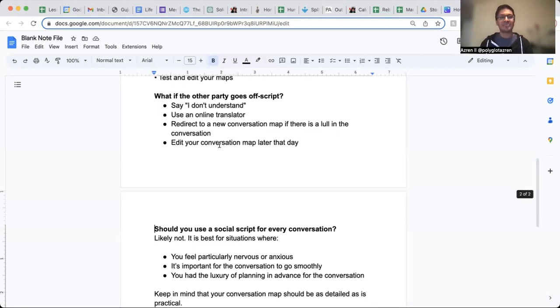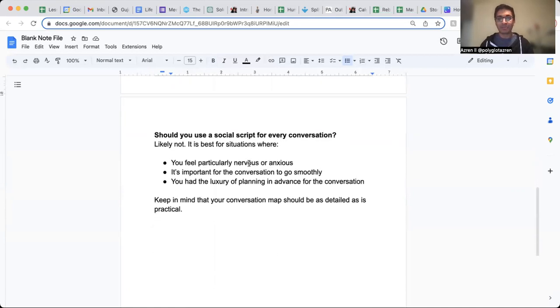Okay. The last thing is if the person goes off the map, off the script, you may want to go and edit your conversation map later that day, because that might potentially be an indication, not for certain, not for sure, but possibly, that your map has some work you have to do on it. Okay.